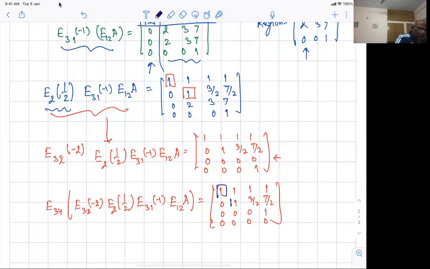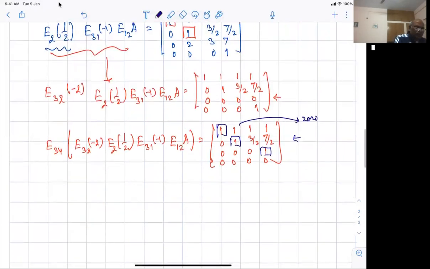This is a pivot. Fine. So I have to use this to make this entry 0. I have to use this to make these two entries also 0. So just think of it: how do you go about it?